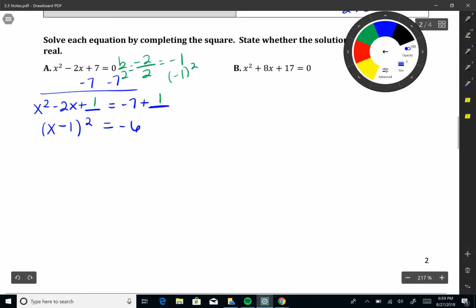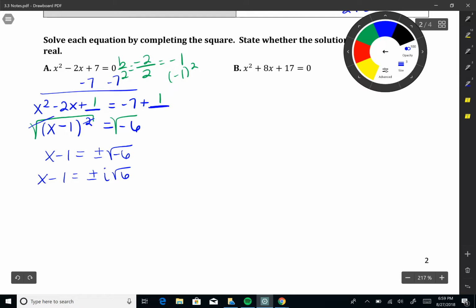Now that I have this binomial squared on the left, that is our goal, so our next step is to solve by taking square roots on both sides. When I do that, the radical and the square cancel, and I just have x minus 1 equals plus or minus the square root of negative 6. Now, before I add the 1 over, we know that when we have a negative under the radical, it's imaginary. So I'm going to take that i out and make that i times the square root of positive 6. My last step is to add 1. And remember, we're going to write that number in front and write it as 1 plus or minus i times the square root of 6. Because I have an i in there, I have non-real solutions.